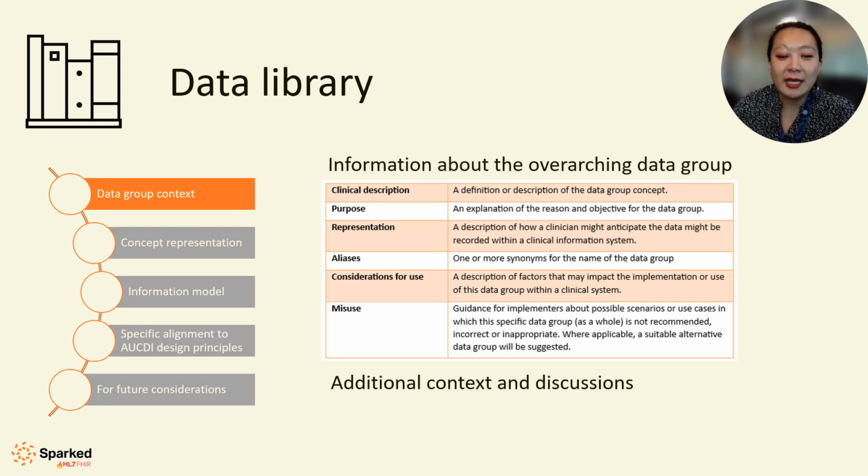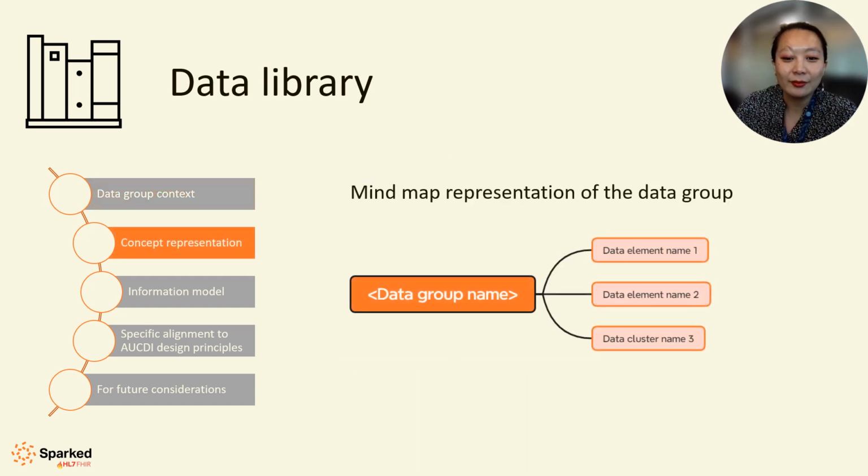The data group context provides metadata about the data group as a whole: its description, purpose, representation, aliases, and considerations for use and misuse. There may also be other information about the data group to provide additional context and discussions held during the development of the AUCDI. Next is a mind map concept representation to show how the data elements included are structured.